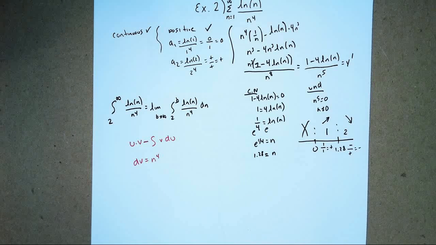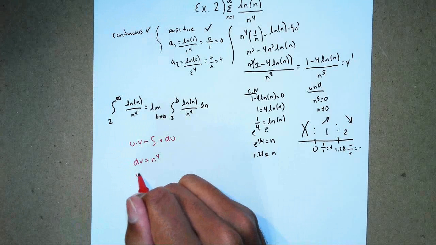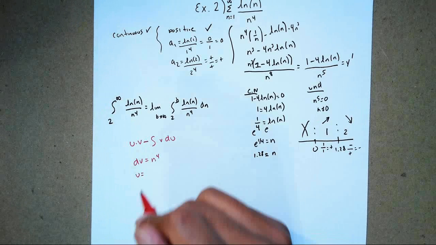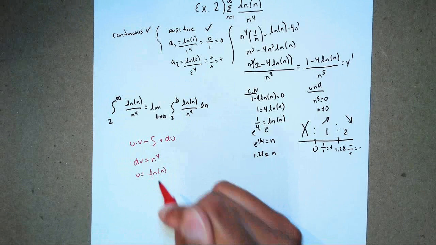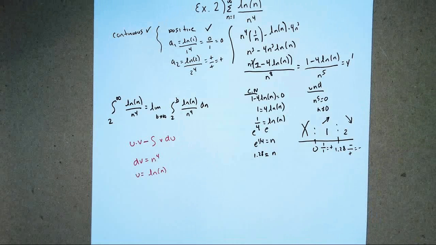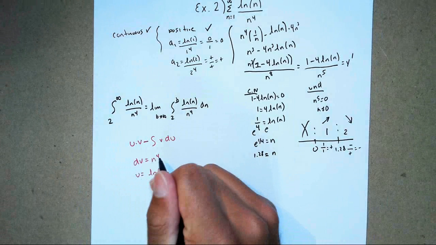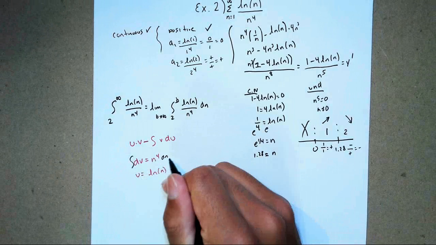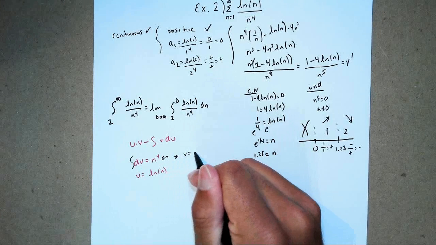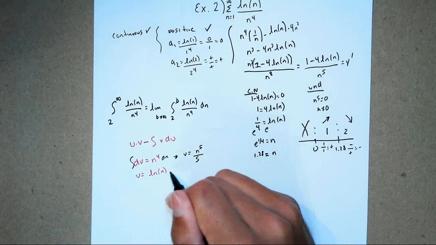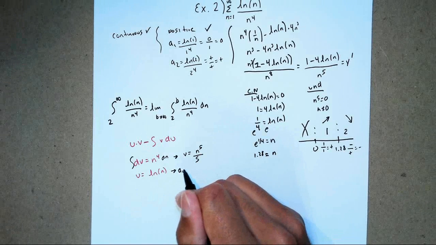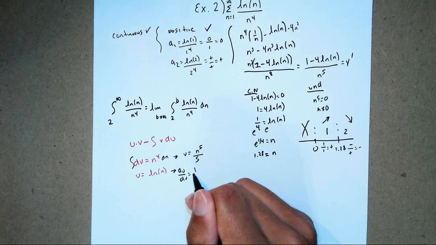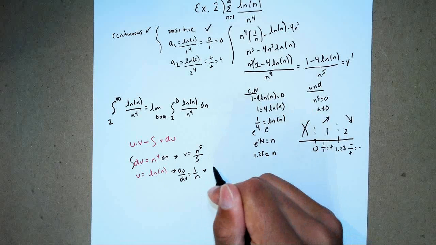Now my next thing is I have to figure out what is going to be my u. My u is what I can actually find the derivative of, which is ln of n. Now my next thing, when I have that, is let's actually go ahead and integrate dv. So v is equal to n to the 5th over 5. And let's go ahead and find this derivative. So du over dn is equal to 1 over n. Get du by itself.